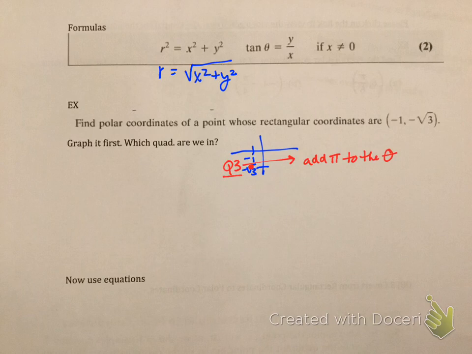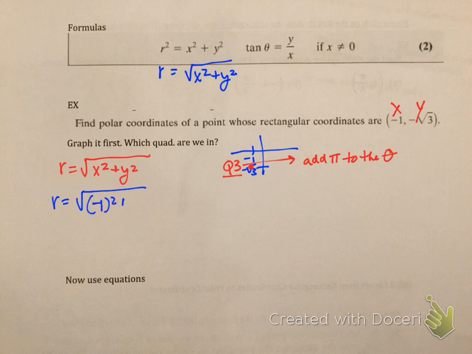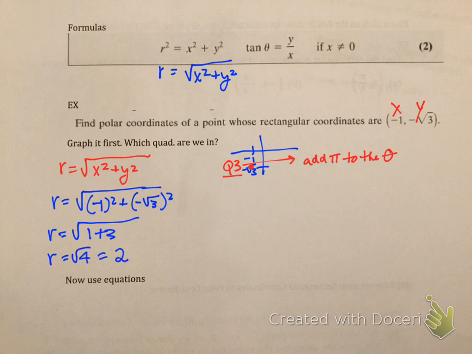Okay, so let's go ahead and find the radius, which should be easier. So r equals square root of x squared plus y squared. And remember that -1 is x and negative radical 3 is y. So let's plug and chug. So r equals -1 squared plus negative radical 3 squared. So r equals 1 plus, negative radical 3 squared is going to give me a positive 3. So r equals the square root of 4, which is 2. Okay, I have my radius. So cool, now I have to go and find theta.